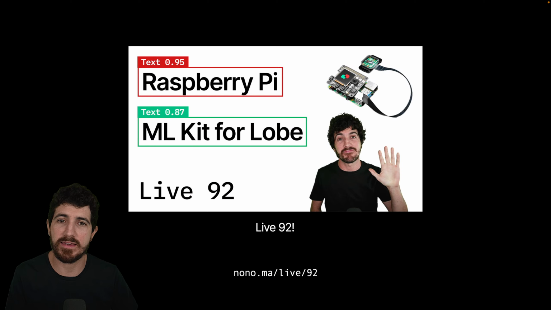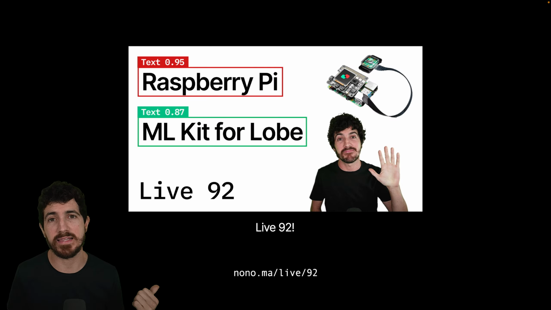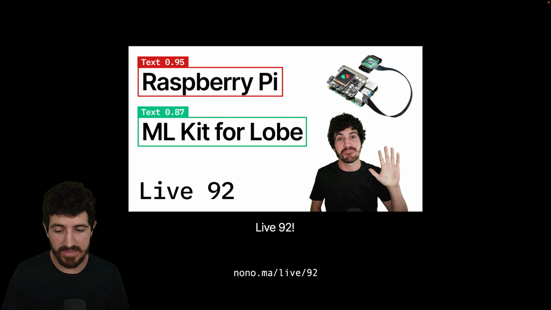So this is just a mention of what we did last week. I did a hands-on coding session with the Raspberry Pi. I had the ML kit for low. This is Live 92. And you can go to that one at this link at nonomath/live/92. I still have the Raspberry Pi here with me.